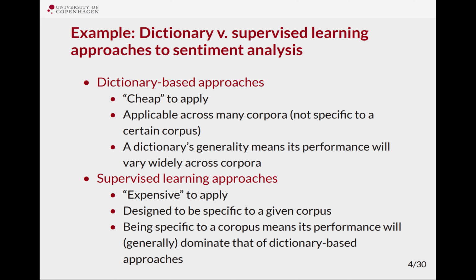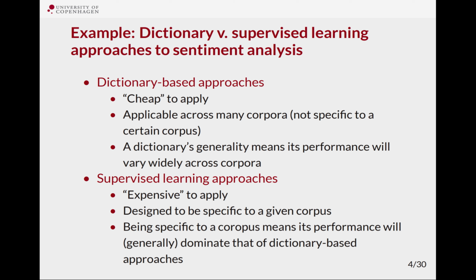Then, on the other hand, we have supervised learning approaches. These are what I've said here is expensive to apply in the sense that you typically need to manually annotate a number of documents. It takes quite a long time. It's very boring. It's very time consuming to go through all of these documents to say whether a given tweet is expressing a positive or a negative or a neutral sentiment, compared to a dictionary approach where you can just apply the dictionary right away.